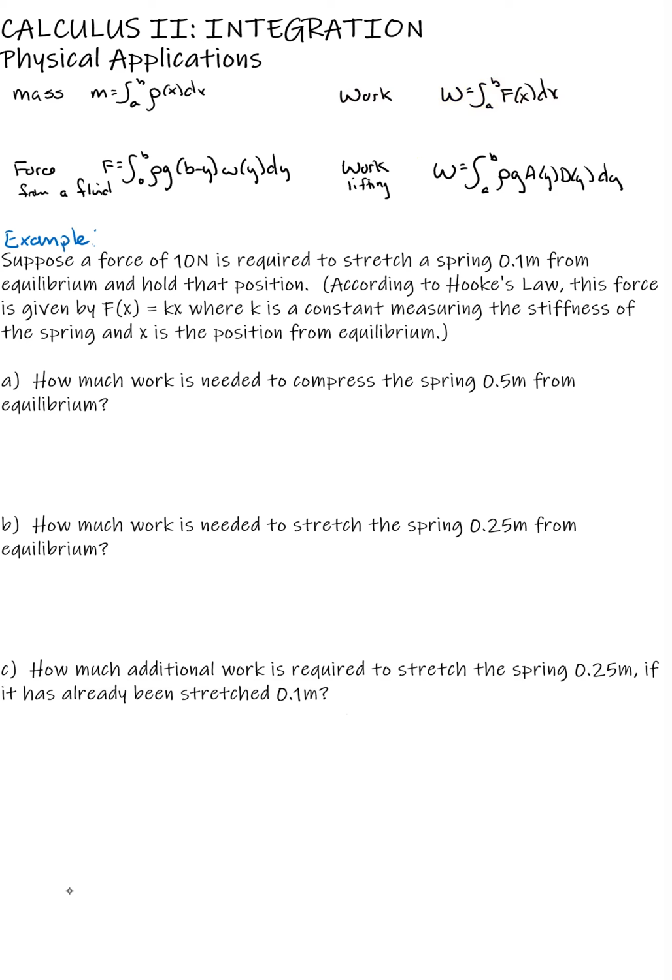So, suppose a force of 10 newtons is required to stretch a spring 1/10 of a meter from equilibrium and hold that position. Now, according to Hooke's law, this force is given by f of x is equal to k times x, where k is a constant that measures the stiffness of the spring, and x is the position from equilibrium. So, it might be good to remember Hooke's law, F is equal to k times x. So in this situation, we're looking at that.